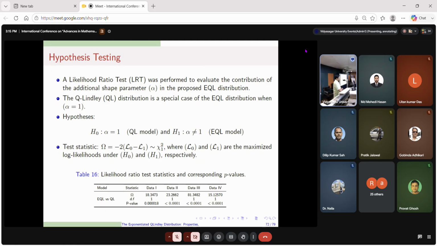Now, the next thing is the likelihood ratio test. Suppose I'm considering whether a particular data set comes from a proposed distribution or not. Then we have to adopt the likelihood ratio test. Here we have applied the likelihood ratio test with the QLindley distribution as a nested model. These are our results for all the 4 data sets. Based on the p-values, we can say that the 4 data sets come from our proposed distribution only.